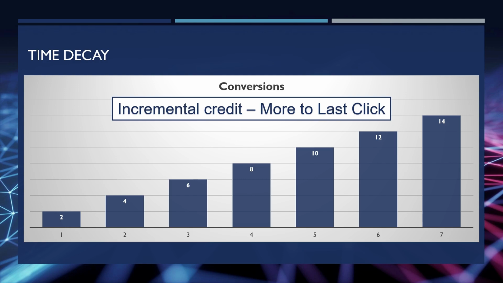Then you have time decay, where it's an incremental credit format where the credit is given on an incremental basis, and more credit is given to the last click. So basically the credit is distributed using a 7-day half-life model. In other words, a click 8 days before a conversion gets half as much credit as a click 1 day before a conversion. So that's how you can remember it.